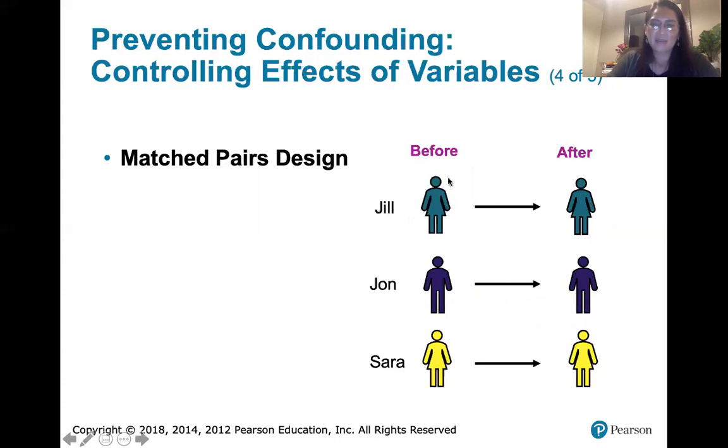So we still have sort of a placebo group and a treatment group, but the treatment group is the after group. Another example of a matched pairs design would be a twin study.